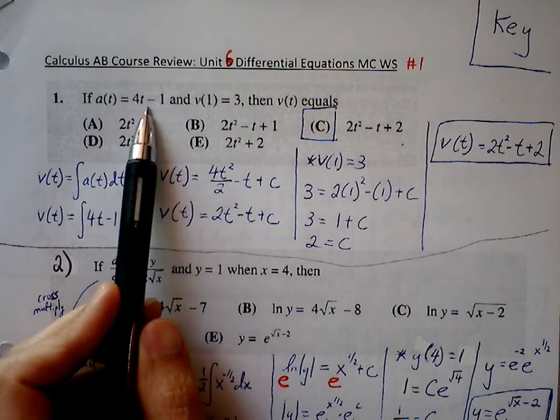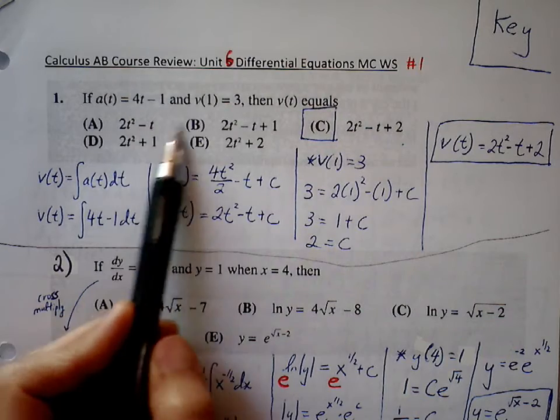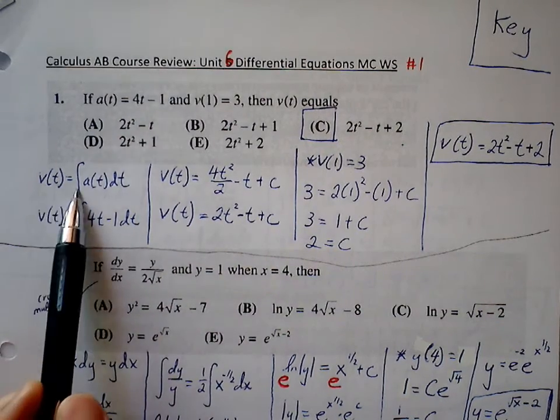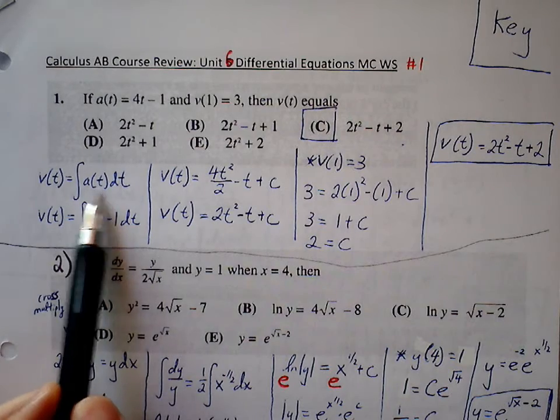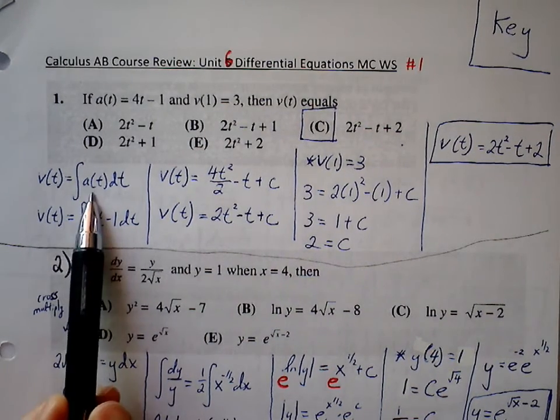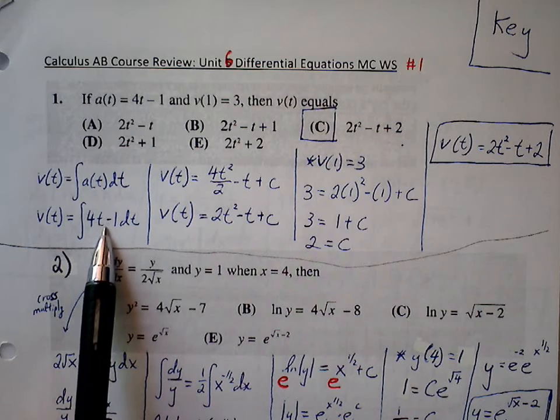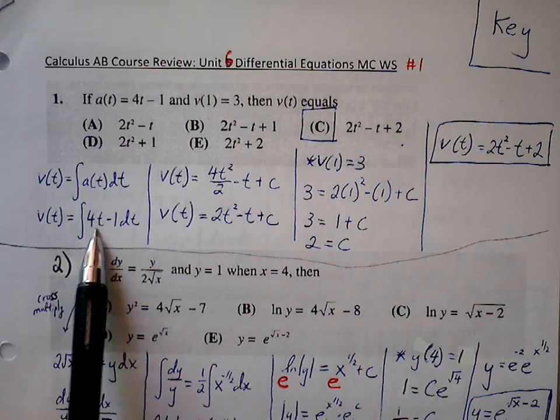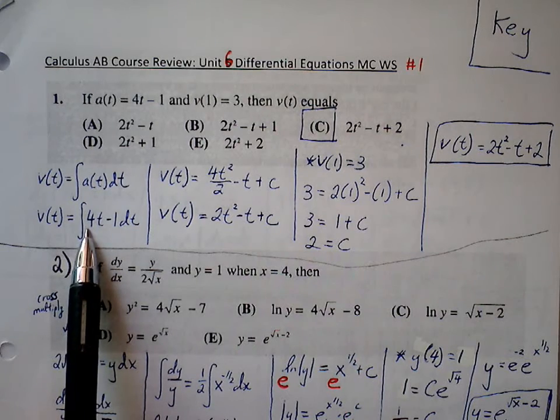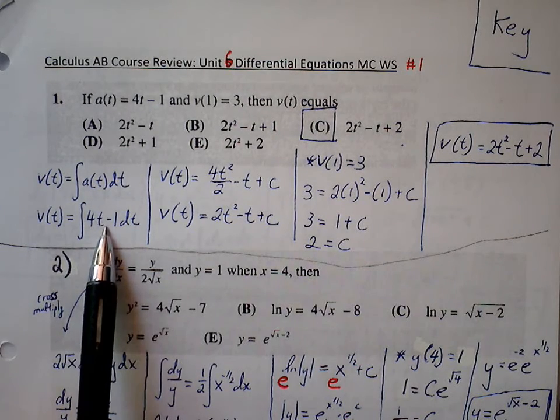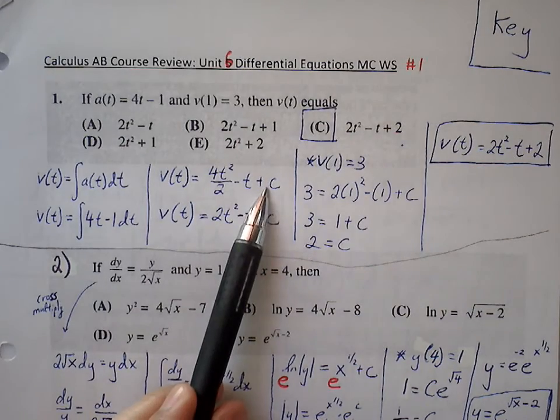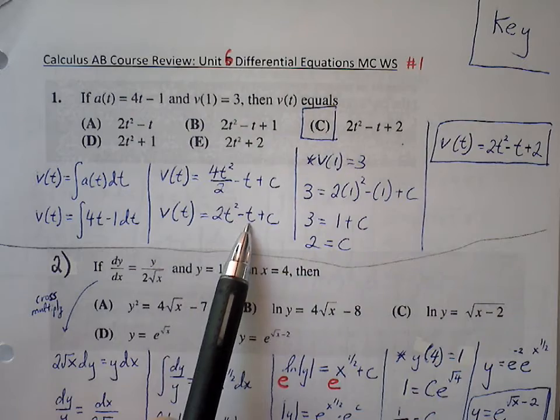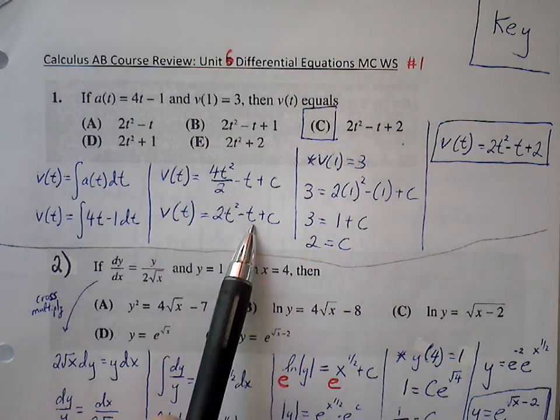So we have to anti-differentiate acceleration to be able to move up to velocity. So we know velocity's definition is the antiderivative of acceleration. So from here I'm going to replace a of t with the specific expression. So now this is set up where I can apply power rule. 4t becomes 4t squared over 2, 1 becomes 1t, plus c will show up. And now clean this up, I get 2t squared minus t plus c. I have a general equation for velocity.